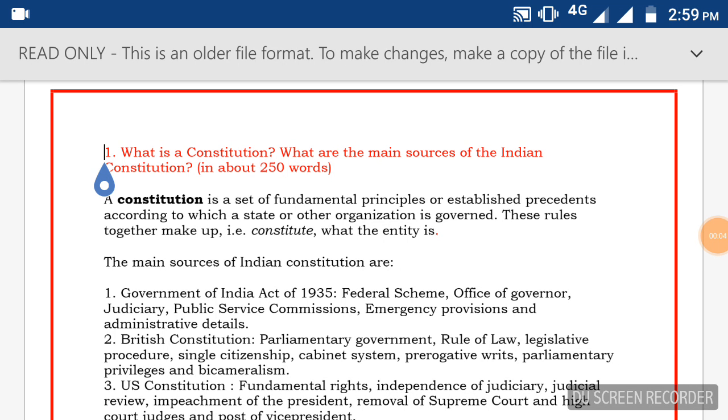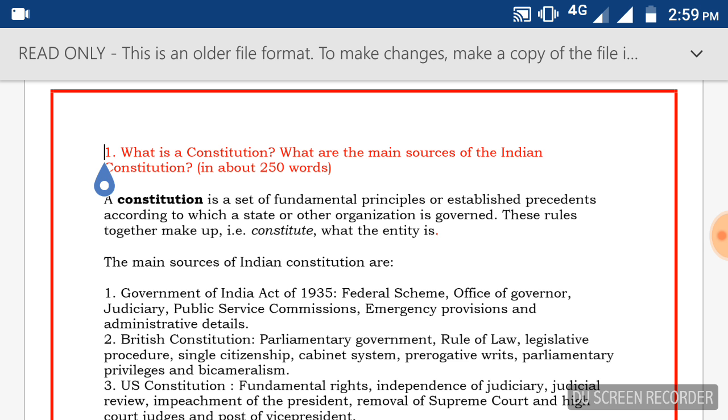Friends, the solutions for today's questions posted in the morning are as follows. The first question was: what is constitution and what are the main sources of the Indian constitution. You have to answer this question in about 250 words. The first part is what is constitution. In the first part you have to describe the meaning and definition of constitution, and in the second part you have to mention the sources through which the constitution of India has been derived.